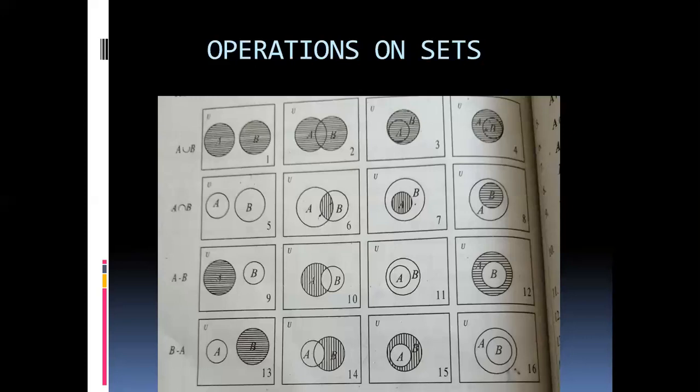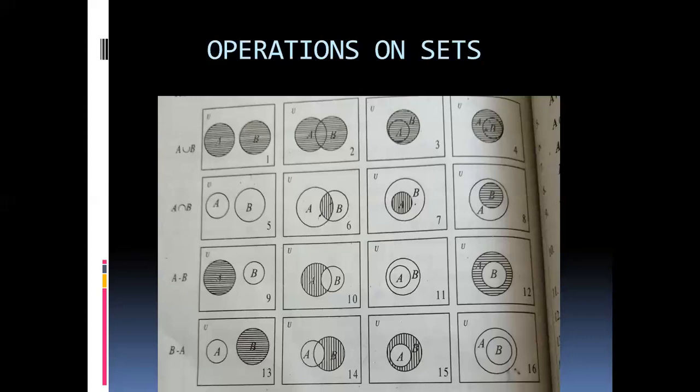First, A union B. A union B means we write all the elements of A and B within one bracket. So that's why the shaded area will be A and B, the whole, both sets. A intersection B, we take only the common elements, so that's why I shade only the common part of A and B. Then A minus B. A minus B, I shade only the set A but not the common area, because these are all those elements of A which are not present in B.